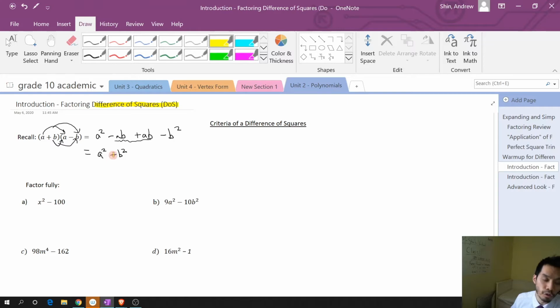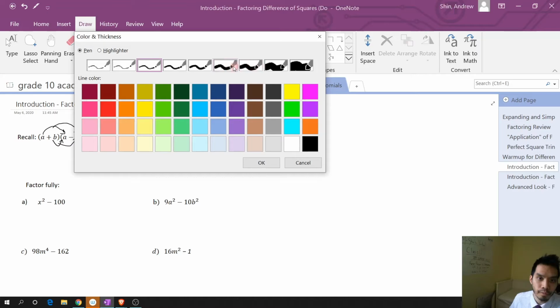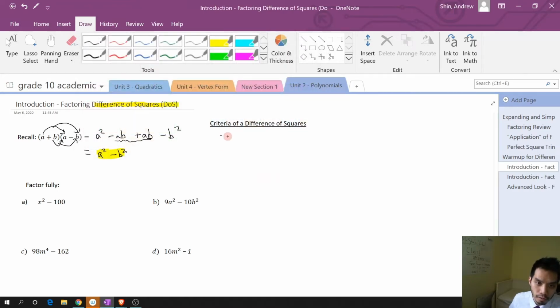Difference of squares, short form DOS, is right here. This is considered a difference of squares because this is a subtraction between two perfect squares. So for it to be a difference of squares, there needs to be subtraction, and two terms only. Okay, so there's only two terms here, and they need to be perfect squares. Each term is a perfect square.